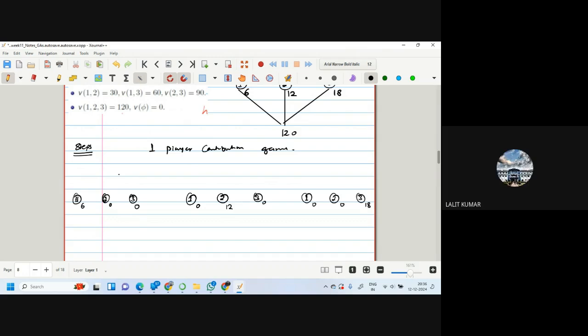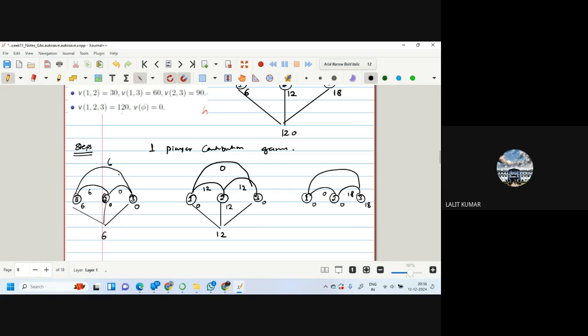Now, when 1 and 2 interact, they get 6, and when they all interact, they get 6. In the second game, 1 and 2 get 12, and with all three they get 12. In the third game, the coalitions containing player 3 get 18. So this is the one-player contribution part.